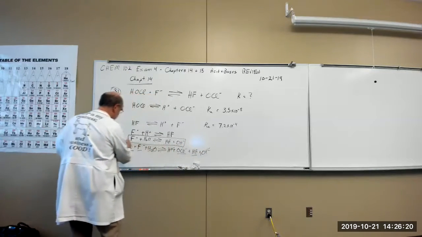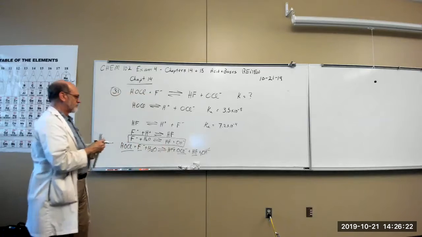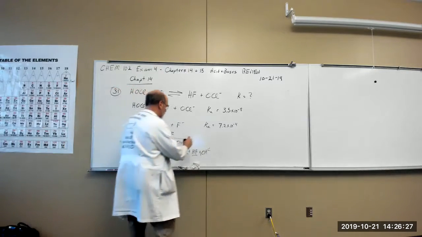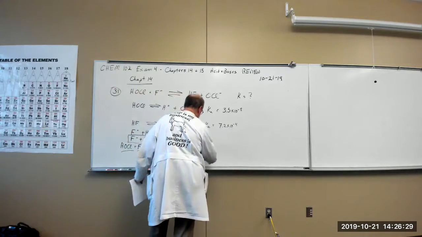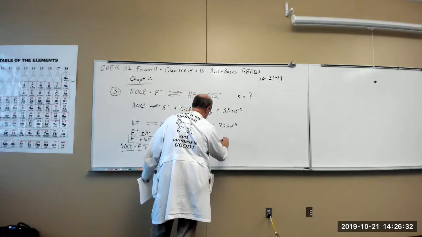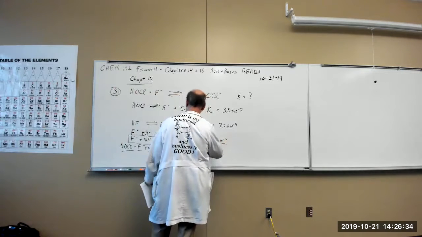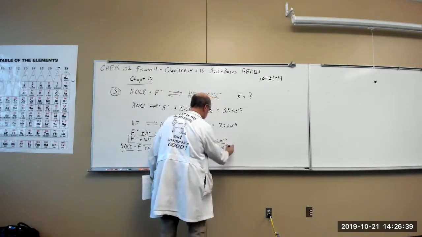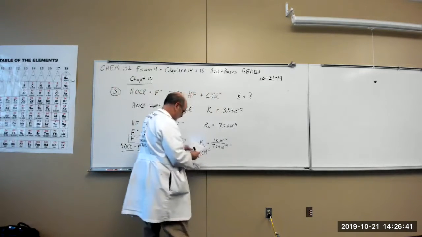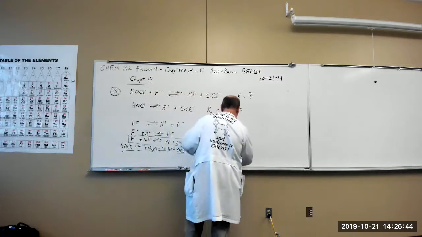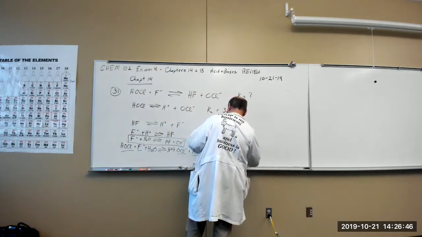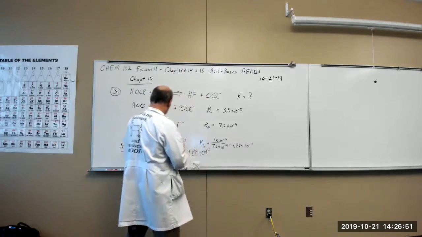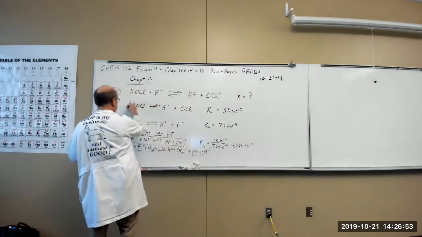Why did I pick this equation? Because this one requires the calculation of Kb. We know that one like that. So Kb is going to be, already got it here, 10 to the minus 11. Now that we've got the Kb for that one, we've got this one.